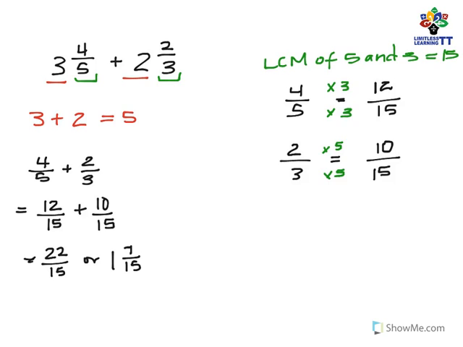So I added my whole numbers, which is here. Then I added my fractions, which is this. And so now I have to put them all together, and I get 5 plus 1 and 7 over 15, and that gives me 6 and 7 over 15. Now, this is one method of adding fractions. The next way that I'm going to show you is with a subtraction question. And so it's the same thing, different method.